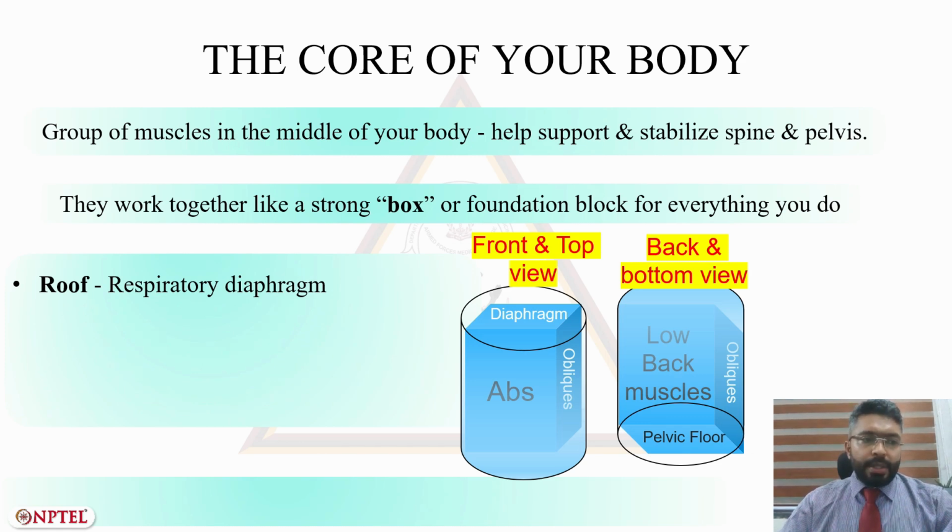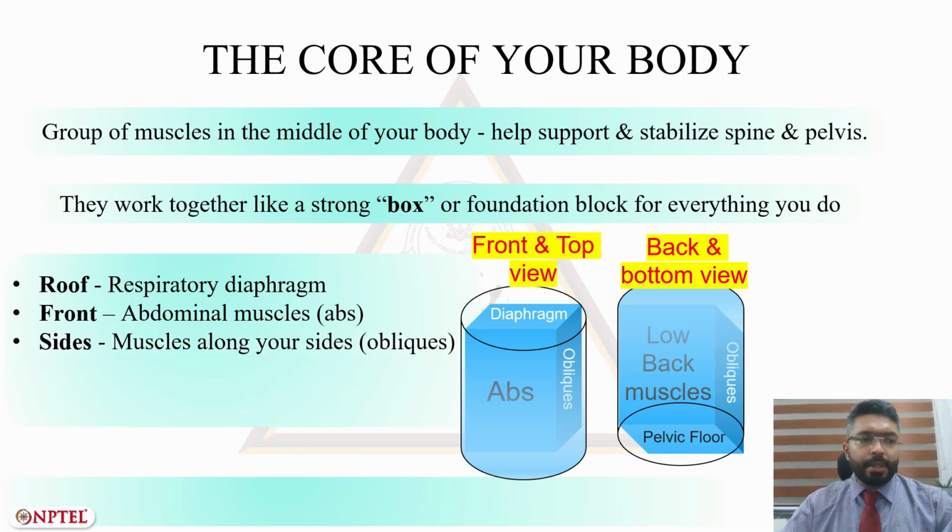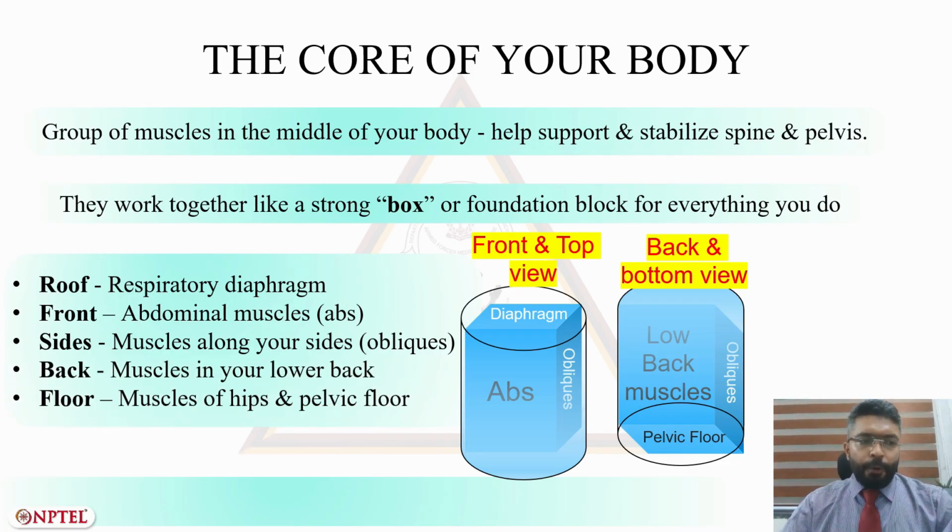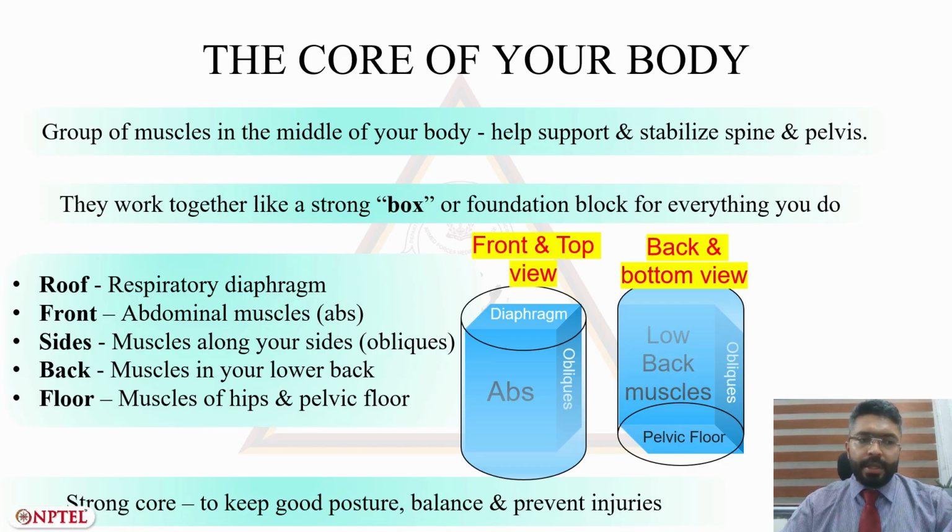The roof consists of the respiratory diaphragm, which is the most important breathing muscle of your body. The front portion consists of abdominal muscles, commonly known as the abs. Both sides consist of oblique muscles along your flanks. The back consists of muscles in your lower back supporting the spine. The floor consists of muscles of your hips, pelvic floor, and your buttocks. A strong core is indispensable towards maintaining good posture, balance, and in preventing injuries.